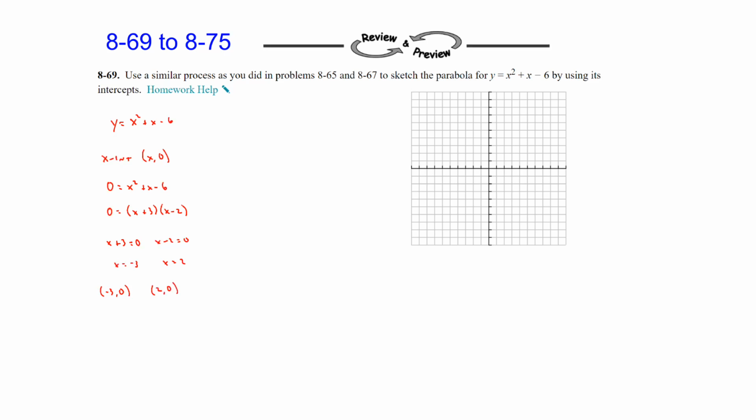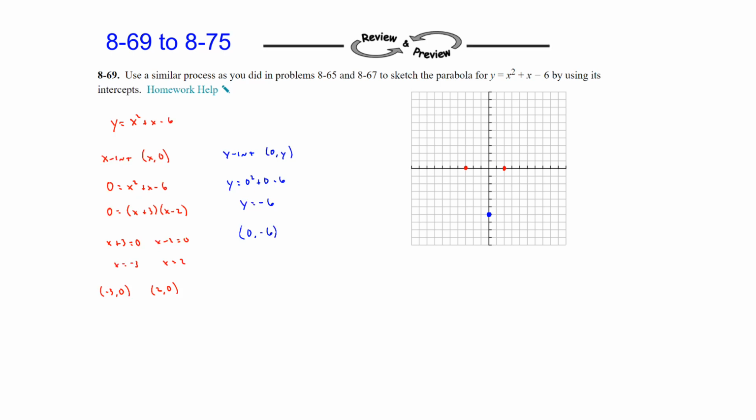And now to find the y-intercept, this one's a little bit easier to do, is when x is 0, what is the y value? So we plug 0 in for the x's, and then we simplify. So you can see all that cancels out and leaves you with y equals negative 6. So the y-intercept is (0, negative 6). So let's go ahead and plot these points. There's (0, negative 6). And then we have (negative 3, 0) and (2, 0).